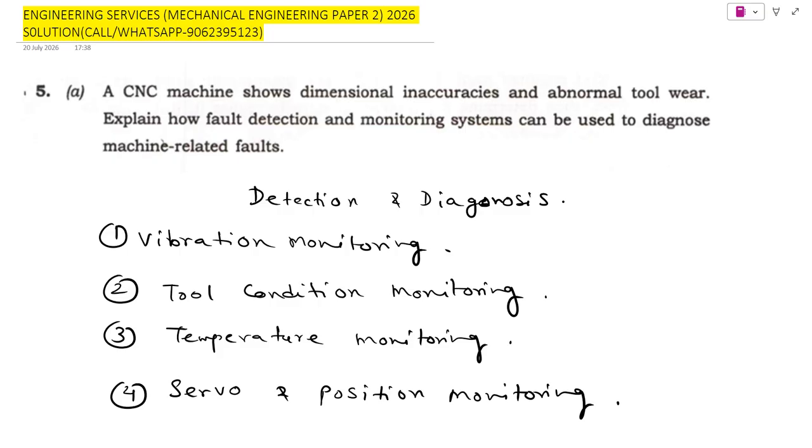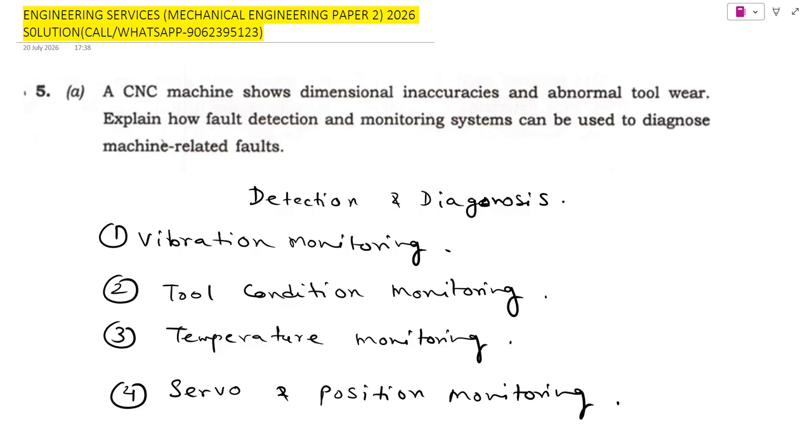Now, two parts may look perfectly identical to the naked eye. But the CNC controller can detect an error of just a few microns. Okay. So that is the power of the modern fault monitoring system.